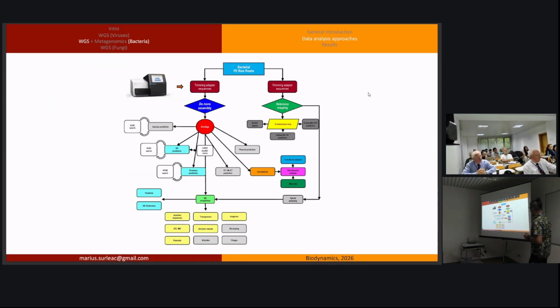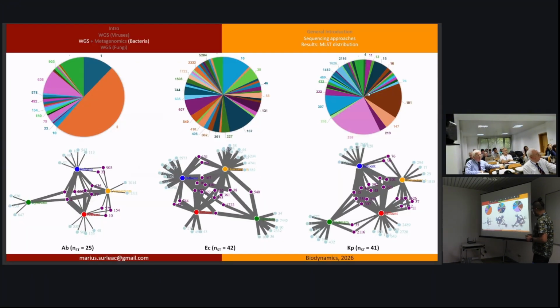And this is a pipeline that I built in the last few years. Starting with raw reads that we get from the sequencing instrument, we do, as I said, de novo assembly and reference mapping. Based on each approach, we can do different types of analysis. And we can also look at mobile genetic elements like the ones that I discussed.